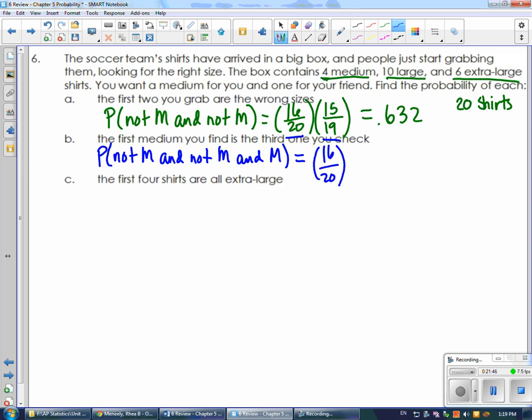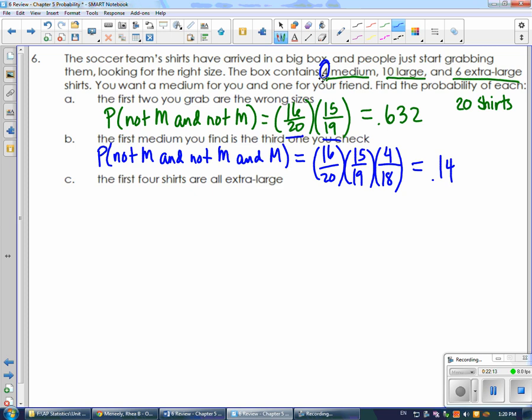I don't put that shirt back, but there are 15 not mediums left in a box with 19 shirts in it now. But if the next one I take is a medium, remember there are still 4 medium shirts in the box. But if I'm thinking about all of the shirts in the box, there's only 18 left now. And if I multiply them all together, we've got 0.14.